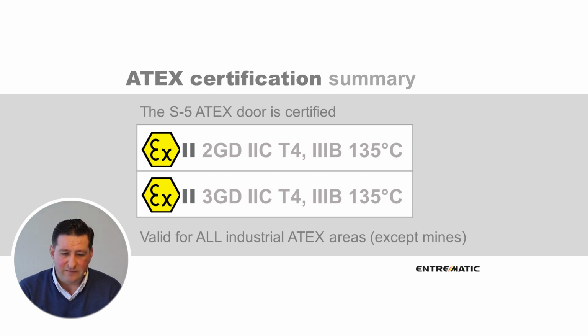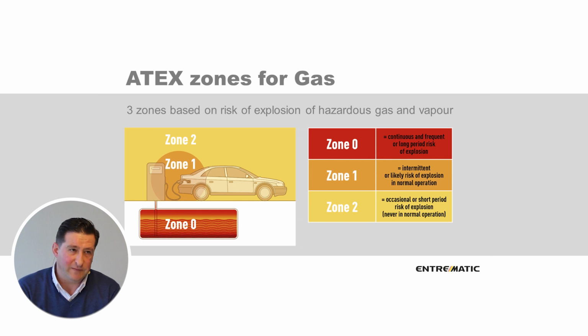The next part is explaining a little bit about zones. The end customer will talk about zones. Let us start with the gas zones. You have a zone 0, a zone 1 and a zone 2. At the left side you see the typical image of a gas station again.